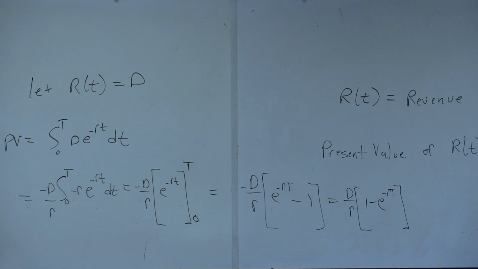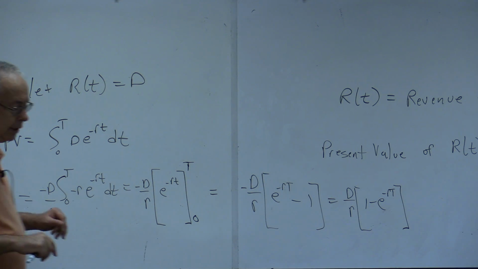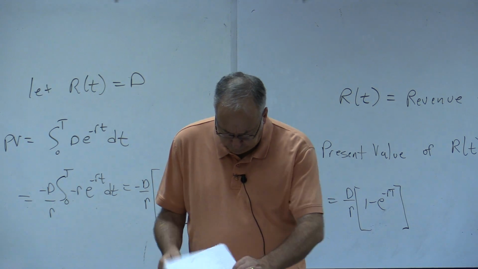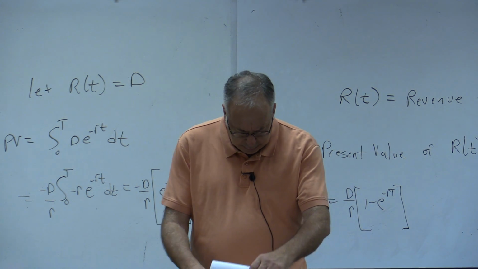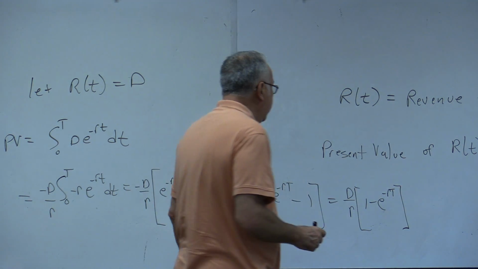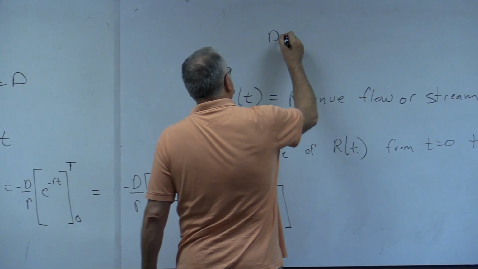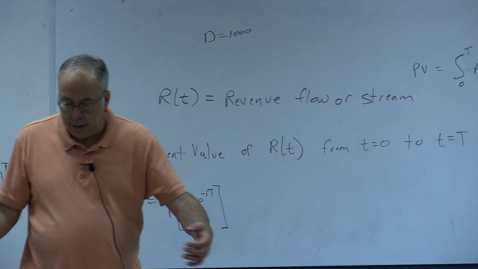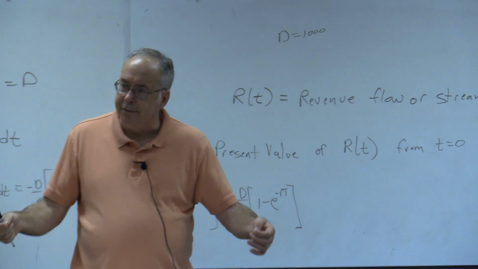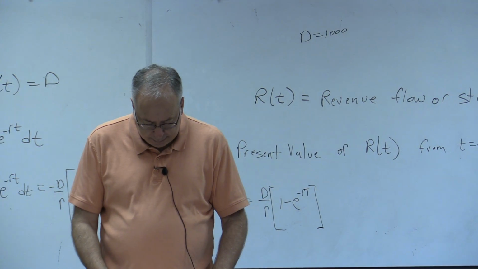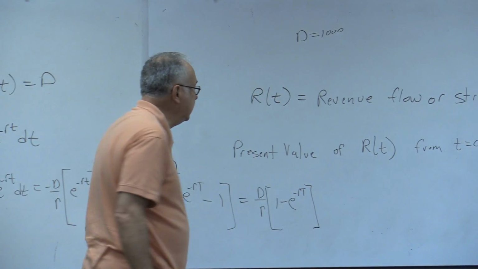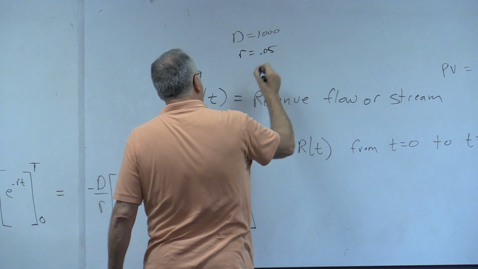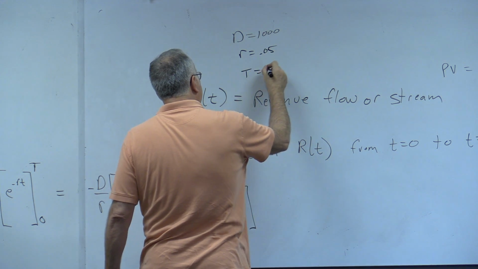a constant revenue stream. Okay. For example, let's just take an example. I know you have your calculators with you. Suppose the continuous revenue stream is $1,000 per year. But this revenue is occurring at every instant of time. Over the course of a year, it's $1,000. The interest rate, the continuously compounded interest rate, is 0.05. And let's let capital T be 20.